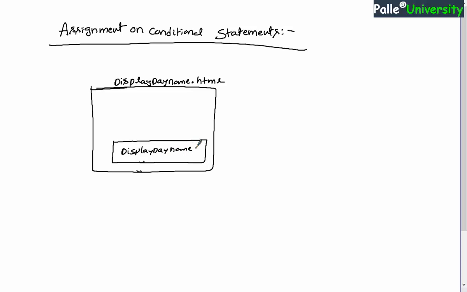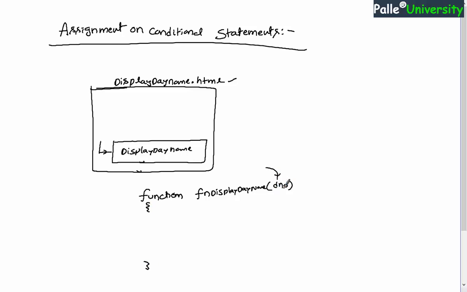Now my requirement is when the user clicks on this display dayname button, you need to call a JavaScript function which is created inside the same HTML file. The function appears something like this: function fn display dayname, and this function has to take a day number as input parameter. I'm just writing dno over here. Your variable name can be anything.